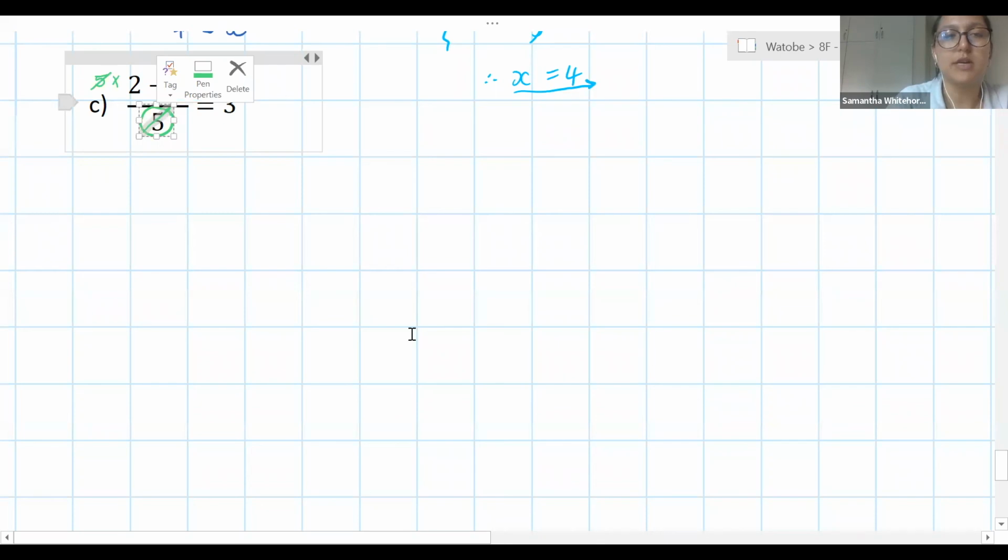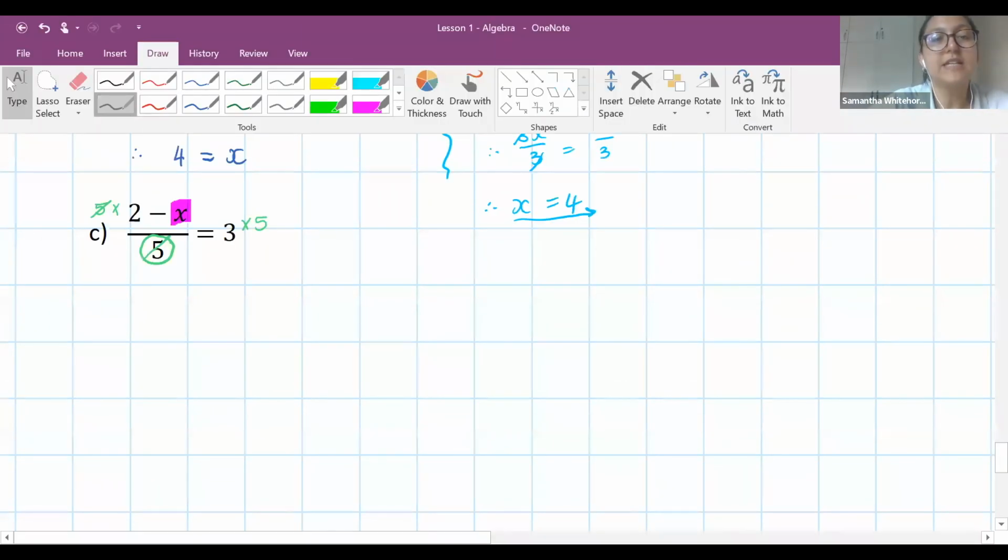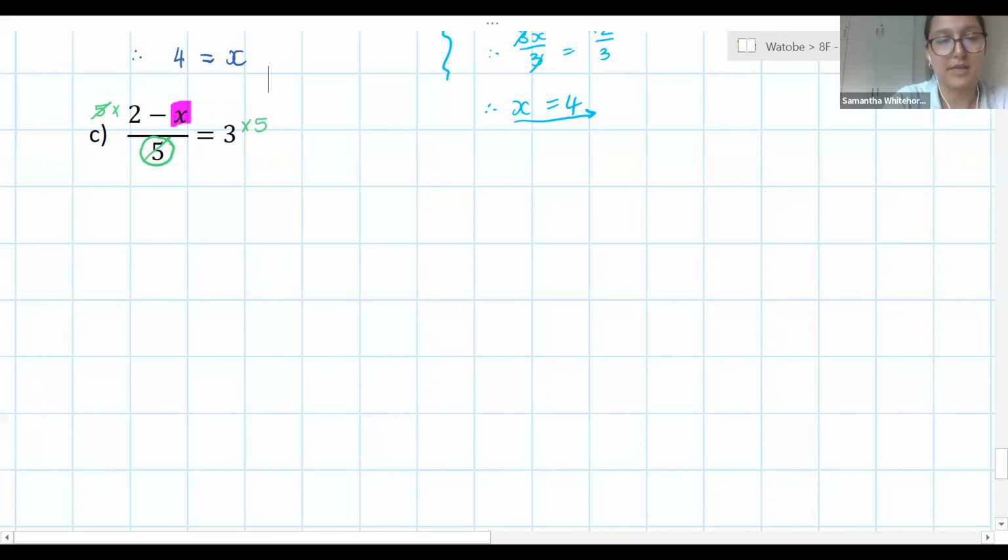But I can't just do it on the left. I also need to multiply by 5 on the right-hand side. I'm gonna sneeze. Sorry, everyone. And so by multiplying both sides by 5, I'm able to get rid of that fraction. So I've multiplied the left by 5, so now I'm just left with 2 minus x. Thank you, Tando. And now on the right-hand side, because I'm timesing both sides by 5, I've got 3 times 5, which is 15. And now this looks so much nicer.